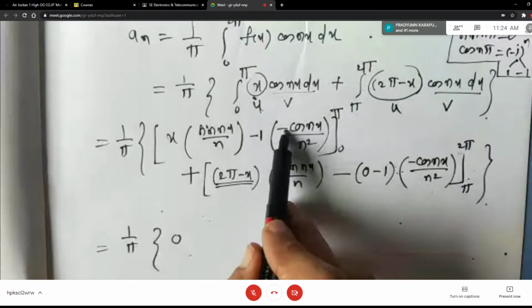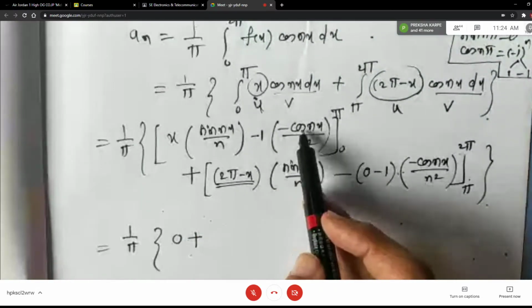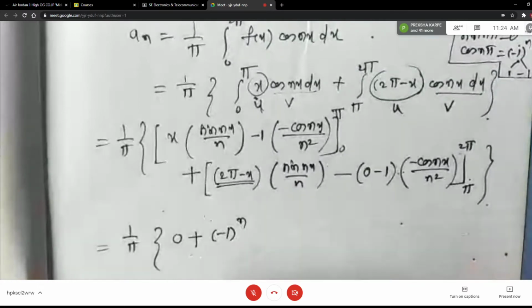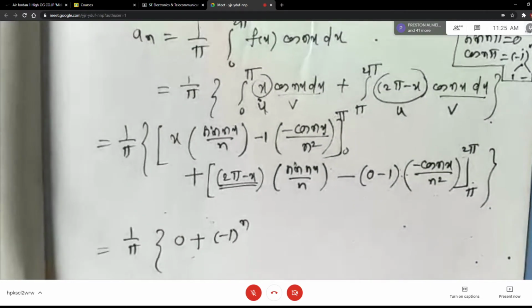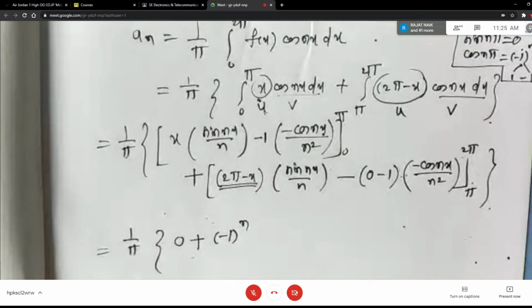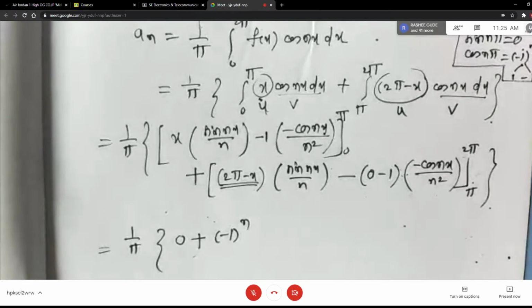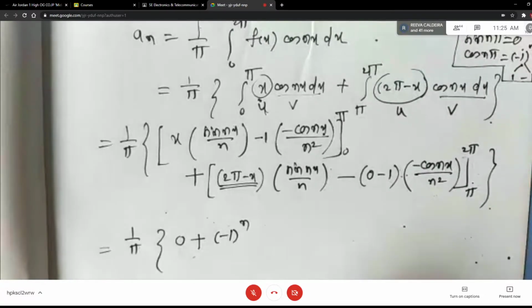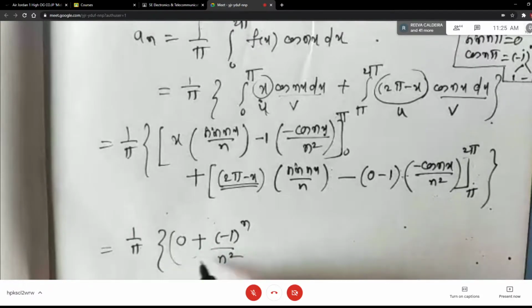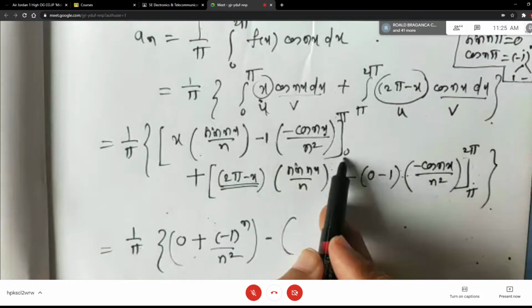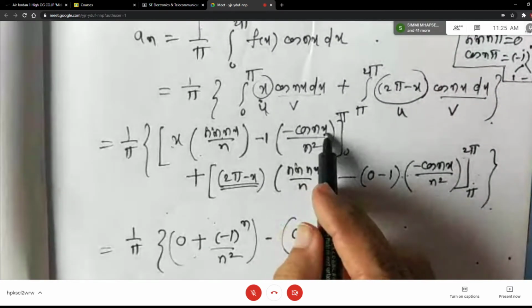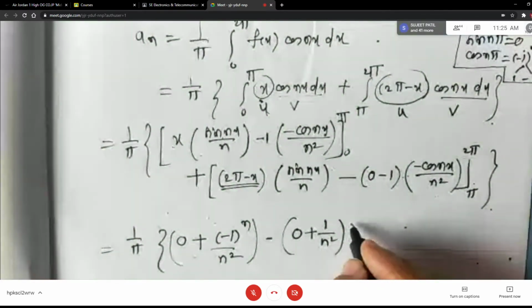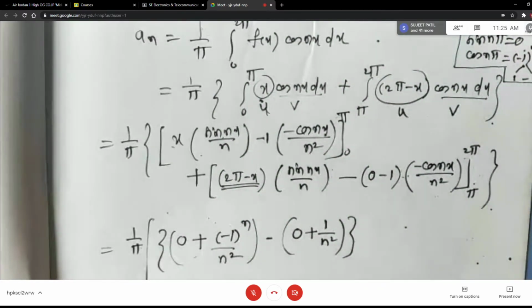Now see what happens. Minus into minus is plus here, right? Cos of n pi. What is cos of n pi, students? Minus 1 raised to n. Here we don't have any idea whether n is even or odd. If it is 2n pi or 3n pi or 4n pi, we can make out. But when it is just n, you have to write it as minus 1 raised to n upon n square as it is. Done for the upper limit. Minus, lower limit is 0. 0 into anything is 0 here. And again minus into minus is plus. Cos of 0 is what? 1. So it is 1 by n square. So this is done with the first bracket.